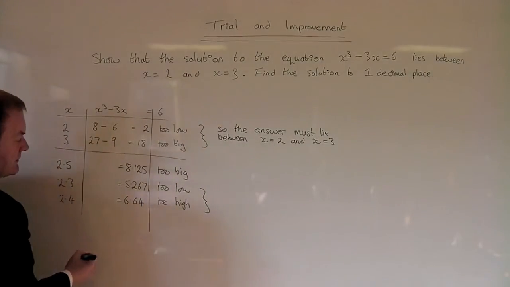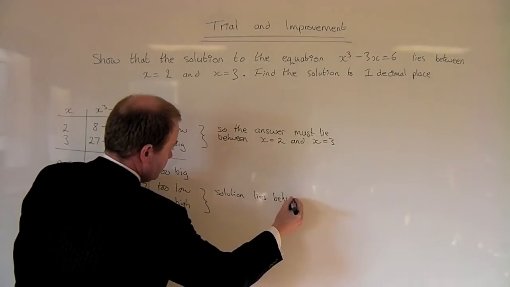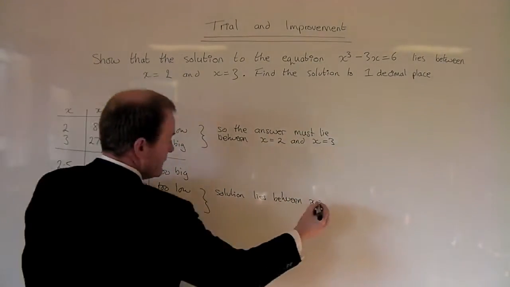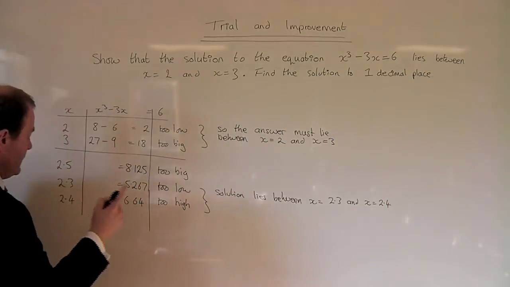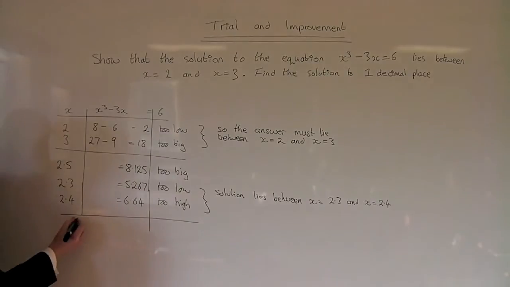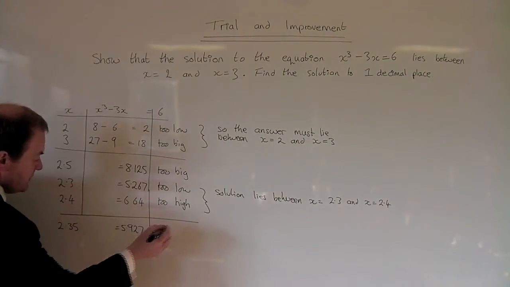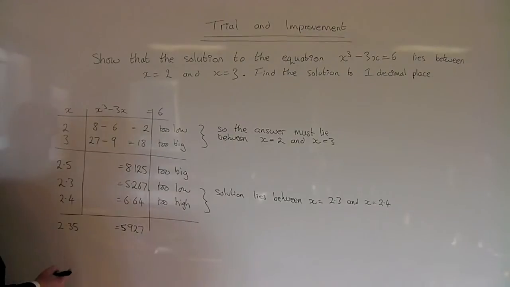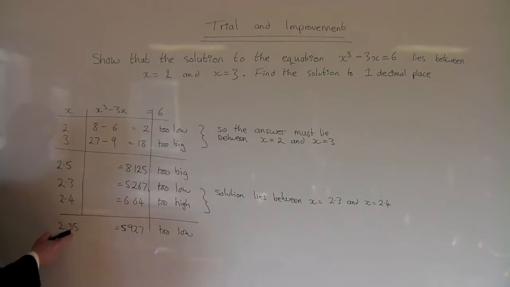So I can show that the solution must lie between x equals 2.3 and 2.4. So all I need to do now is go in between those two figures to find out whether or not it's nearer to 2.3 or nearer to 2.4, because I only have to give my answer to one decimal place. So I will have to try x equals 2.35, so halfway between these numbers. And when I substitute that in, I get the answer is 5.927 and some other numbers. So 5.927 is too low. So then I know that the solution must lie between 2.35 and 2.4.